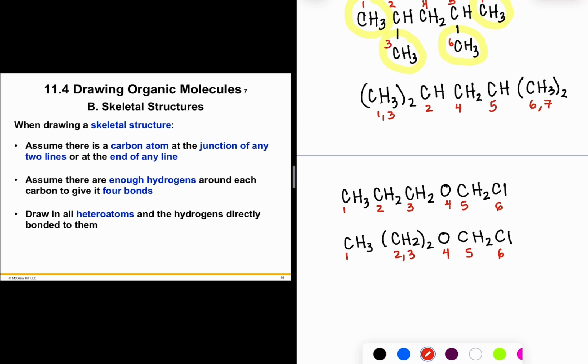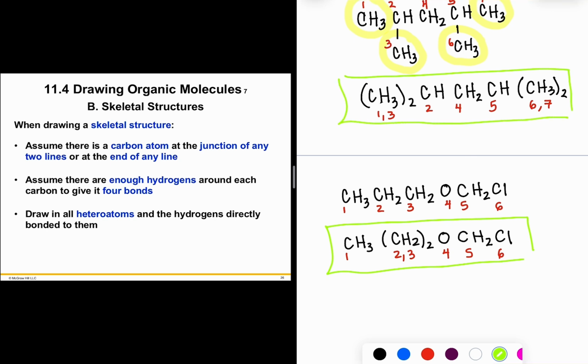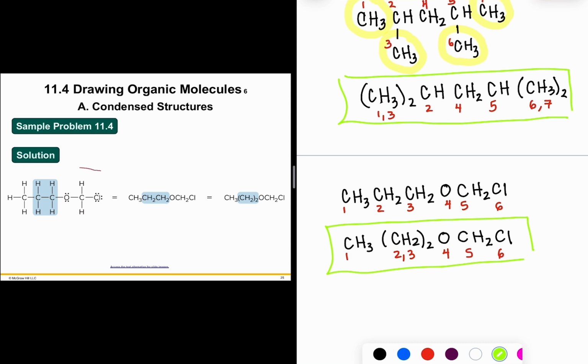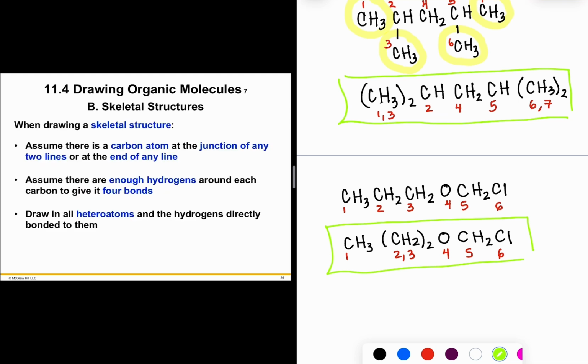Skeletal structures are taking this complex, frankly, this is kind of a mess, right? This is a big structure. It's a lot of atoms connected. It's difficult to see what this molecule looks like. We're taking this big complex structure, and we're going to simplify it to make it much easier for us to draw. That will be in the next video when we do the skeletal structures.